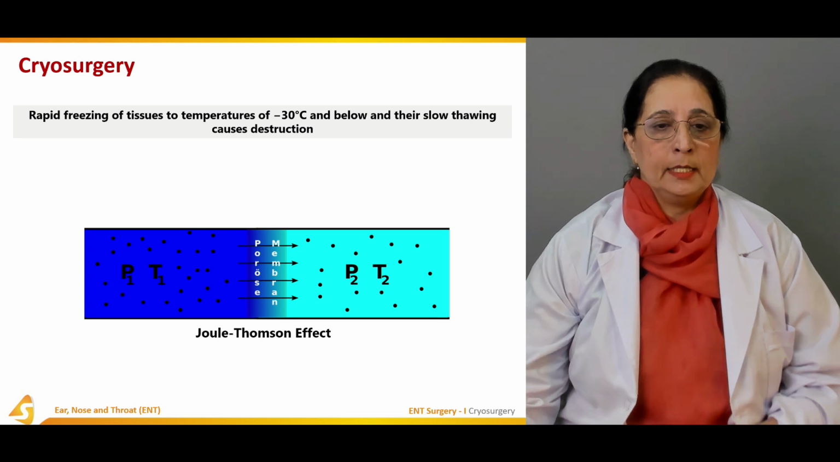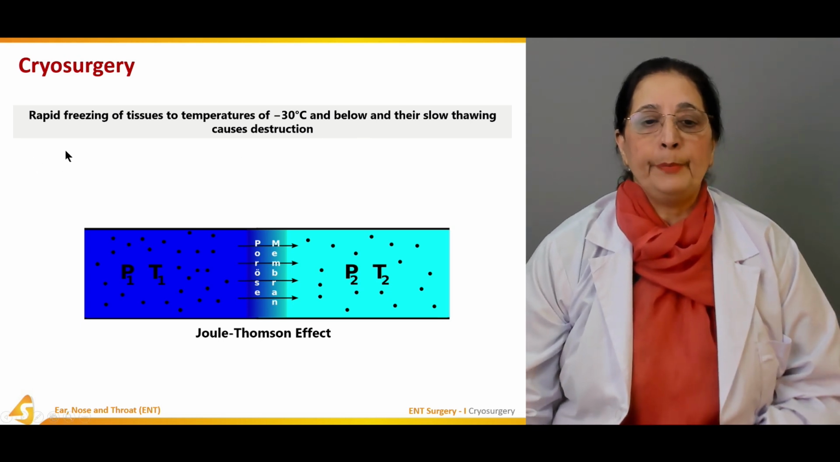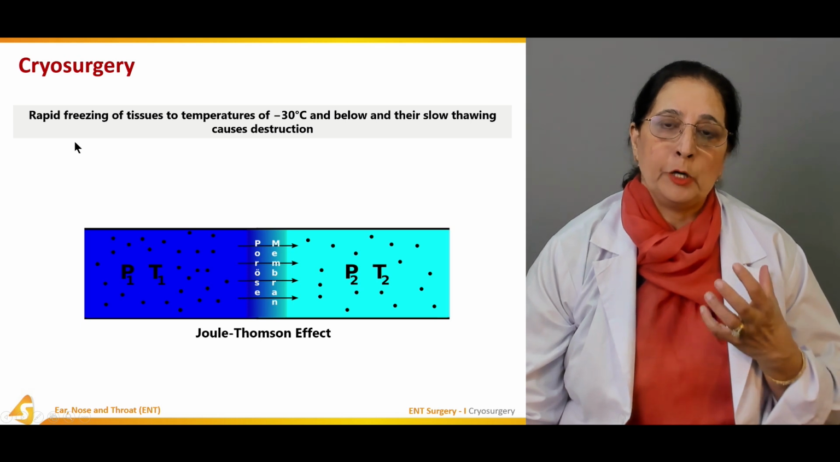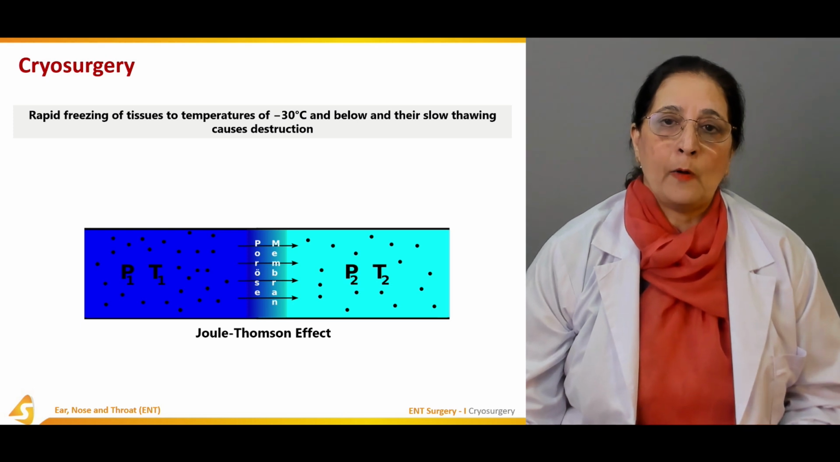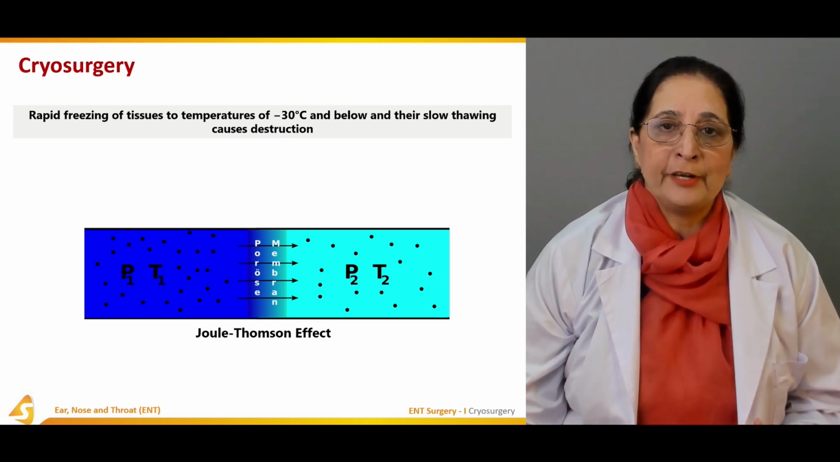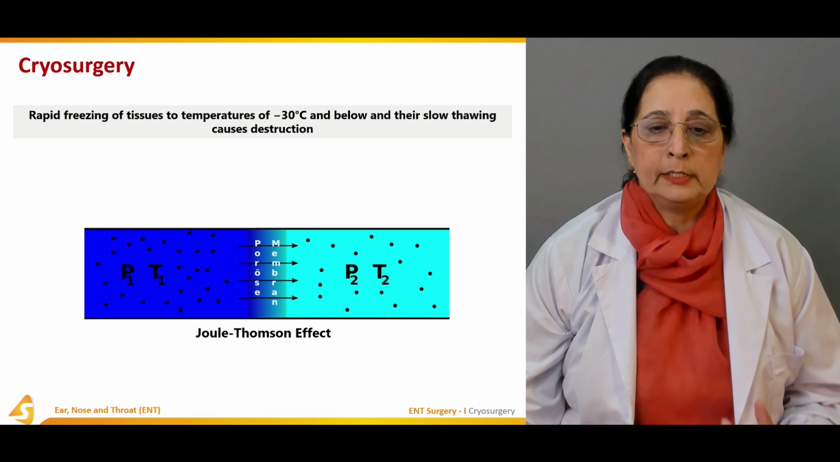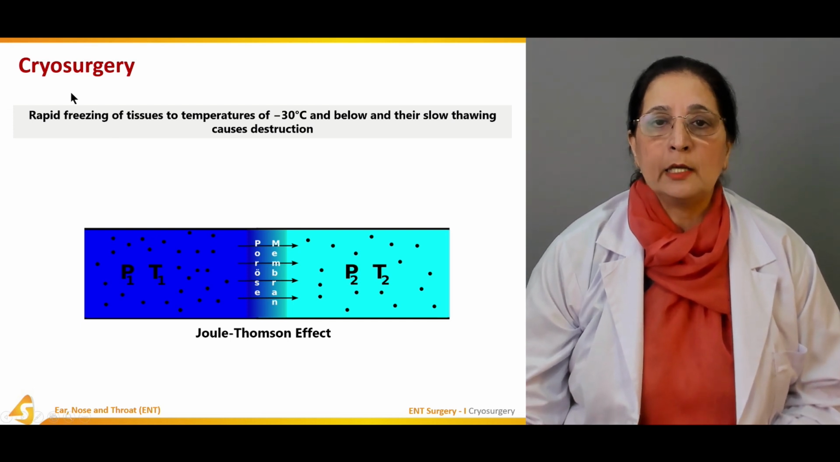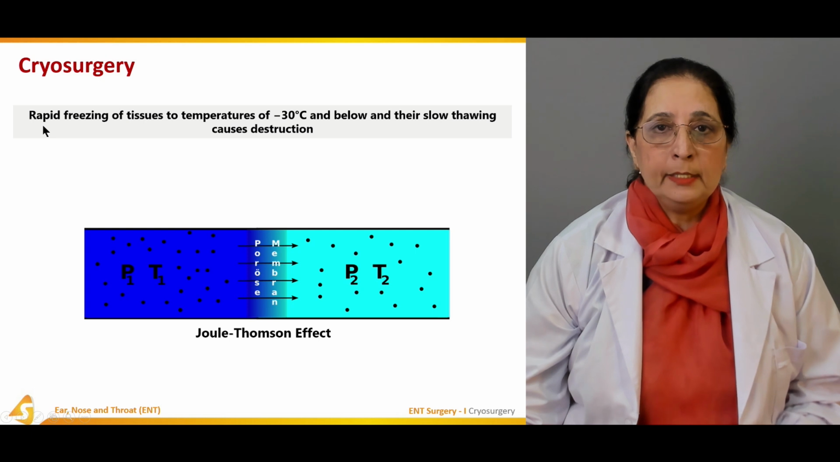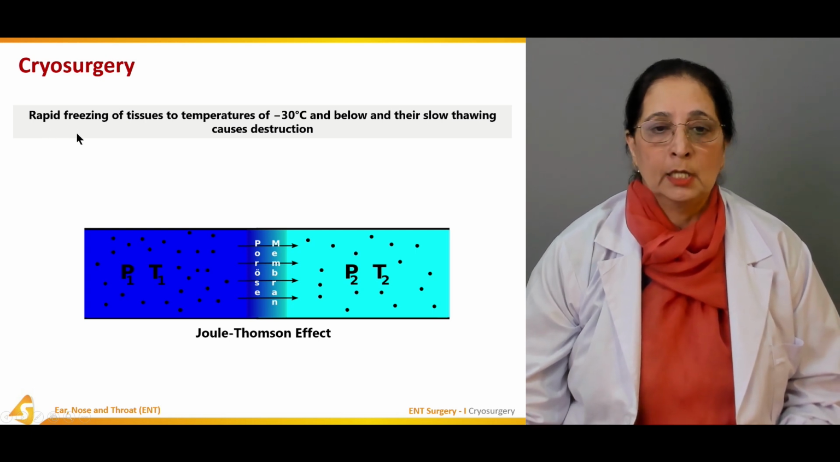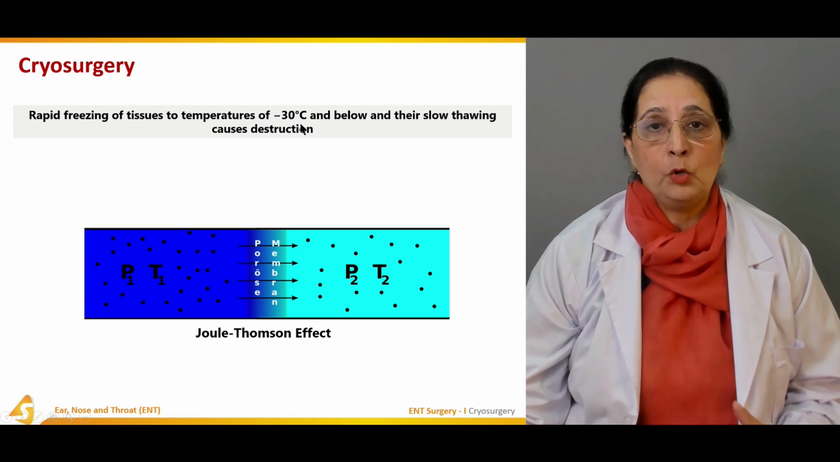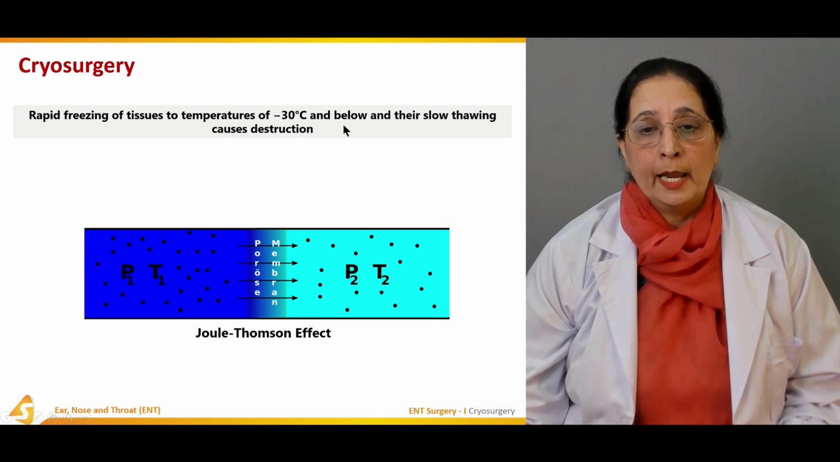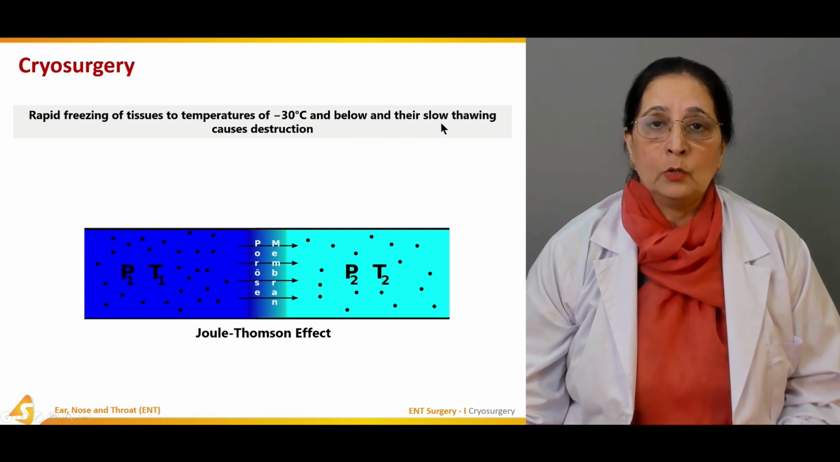Cryosurgery is the technique in which there is rapid freezing. Cryo is the cold, so the surgery or procedure performed by the use of freezing, cold temperature is known as cryosurgery. Rapid freezing of tissues to a temperature of minus 30 degrees Celsius and below, and their slow thawing causes destruction.